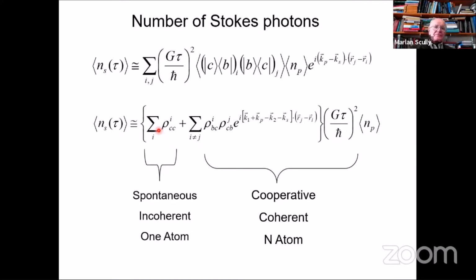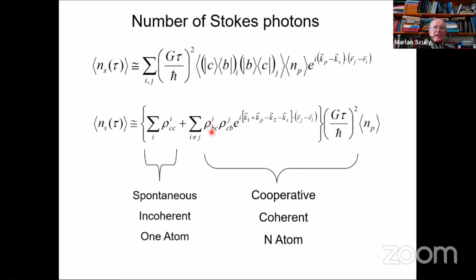Spontaneous, incoherent, one molecule, one atom physics, one photon in 10 to the 10. Cooperative, many atom, coherent in a many atom sense, in an entanglement sense, as you'll see in a second.